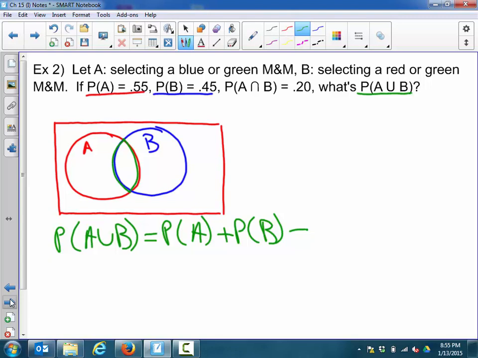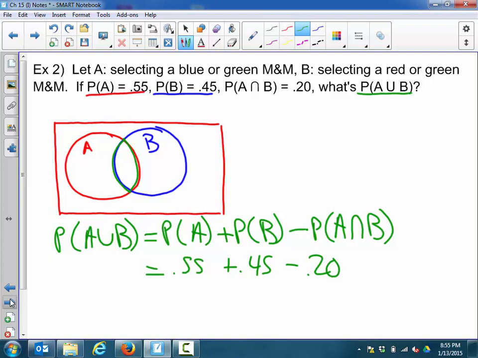We're going to subtract that off because the probability of A includes that green oval, and the probability of B includes that green oval. So if all I did was add these two together, I would be adding that green probability twice. We don't want that, so we're going to subtract off the probability of A intersect B. So we have as follows: 55% plus 45% minus 20%. That is 100% minus 20%, which is 80%.